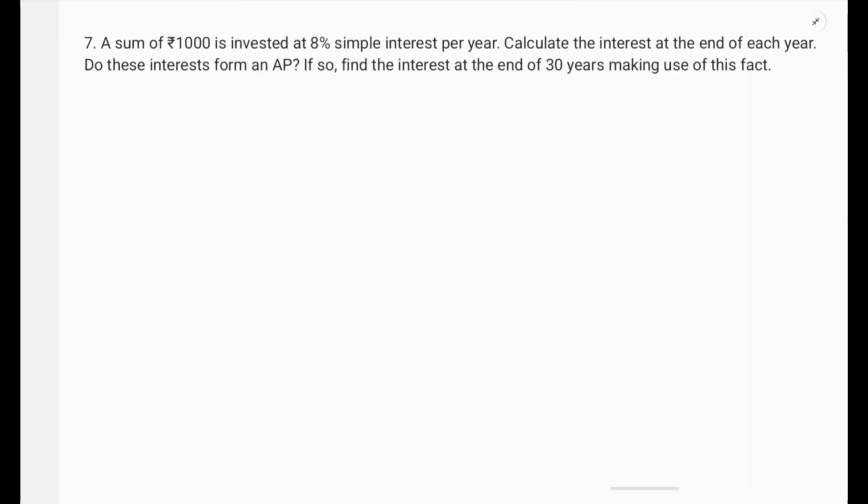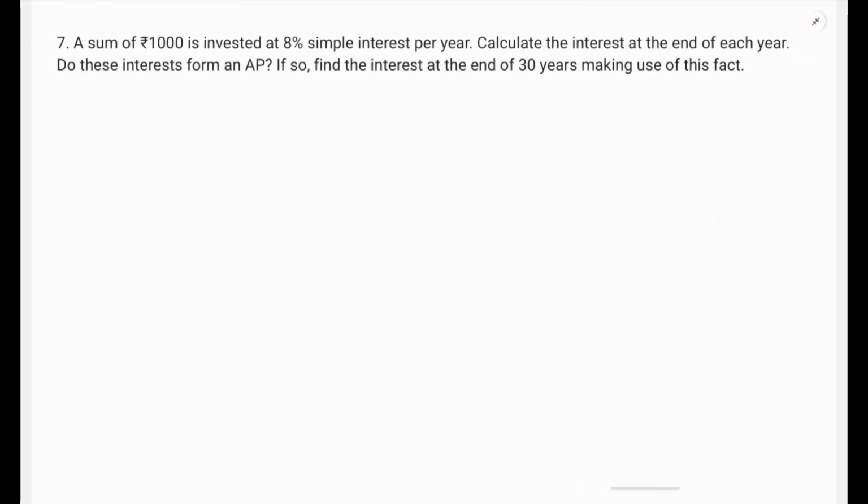Now we will move to the next one. A sum of 1000 is invested at 8% simple interest per year. Calculate the interest at the end of each year. Do this interest form an AP? If so, find the interest at the end of 30 years, making use of this fact.